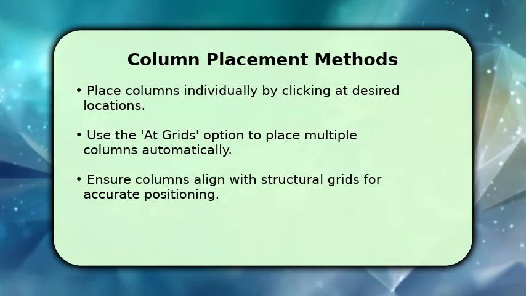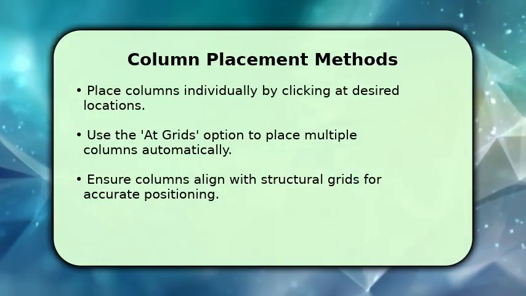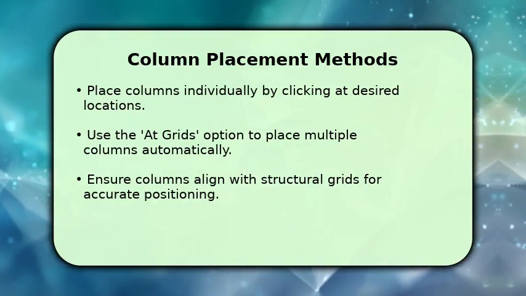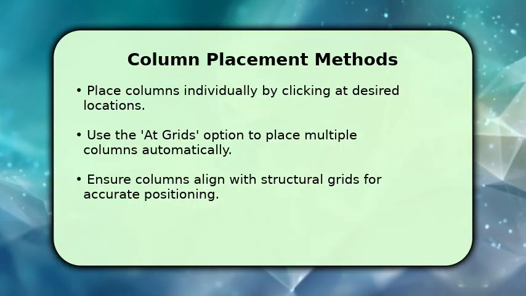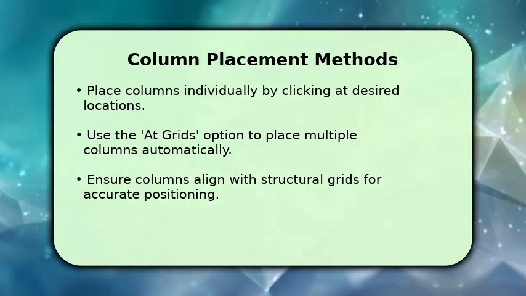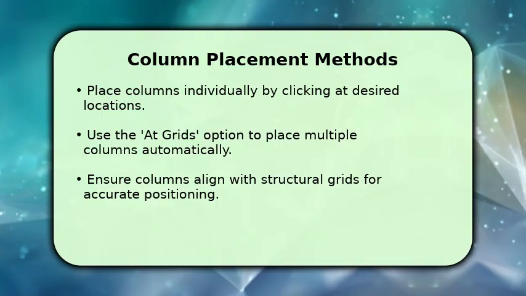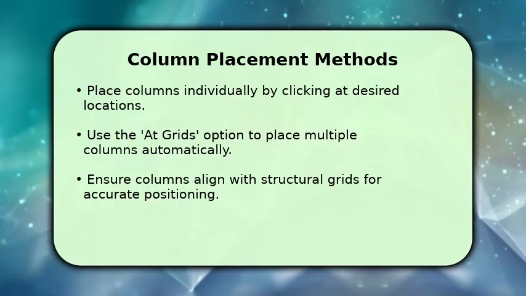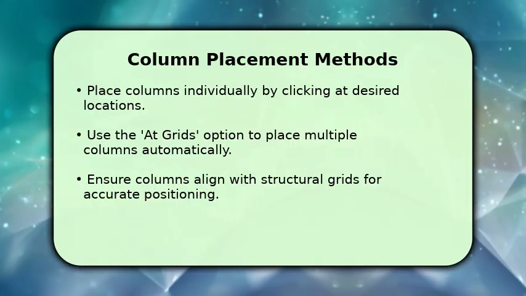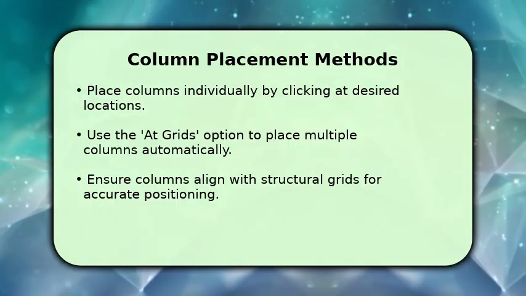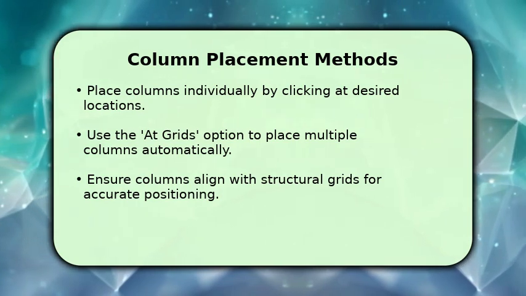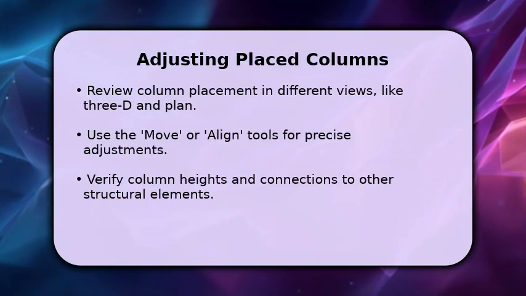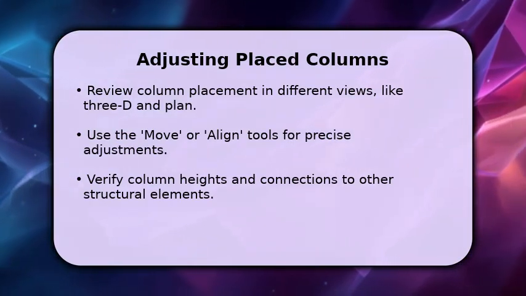Revit provides flexible methods for placing columns. For individual placement, simply click in the drawing area at your desired location. A more efficient approach for multiple columns is the At Grids tool. This feature allows you to select intersecting grid lines, and Revit will automatically place columns at those intersections. This method significantly enhances precision and saves a substantial amount of time, ensuring your columns are perfectly aligned with your structural layout.